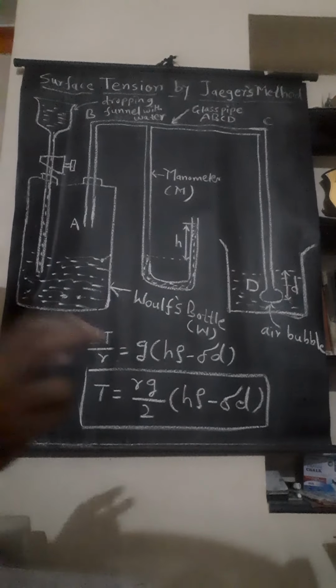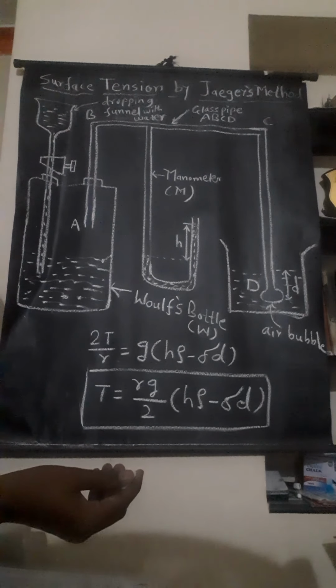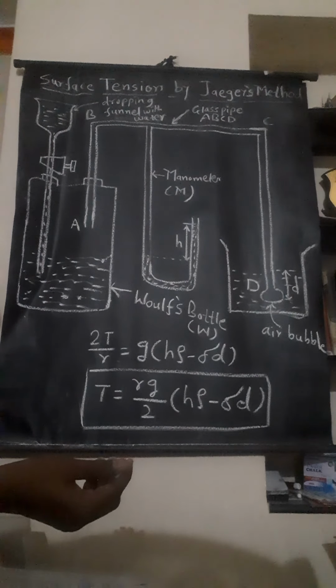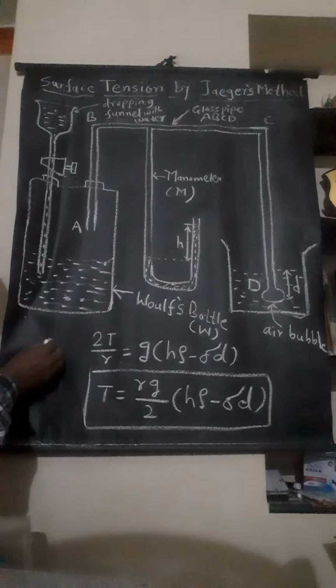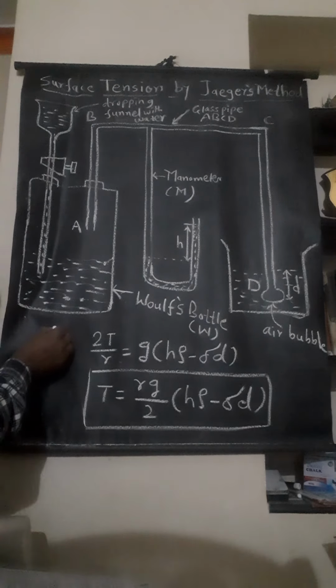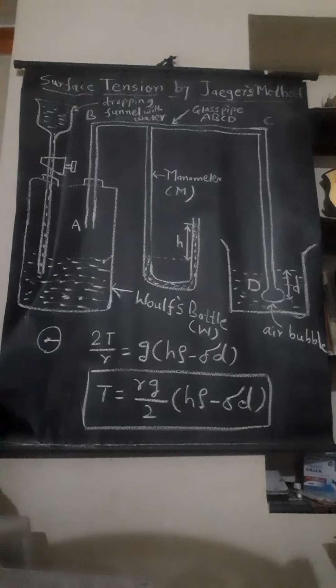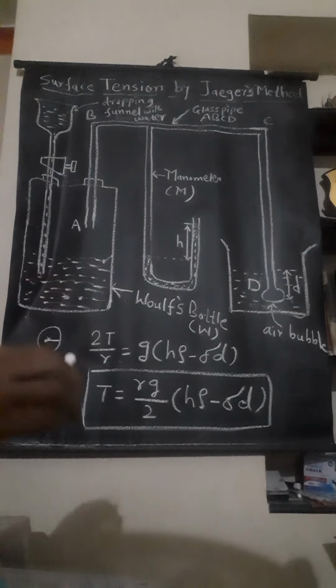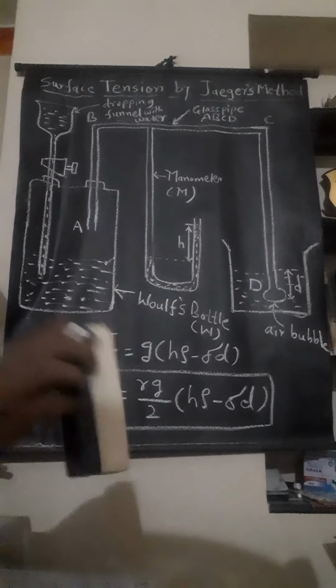Another concept related to surface tension is the sphere of influence. It is the sphere drawn around a molecule, with the molecule as center and radius equal to its molecular range. So this is the molecule and the sphere drawn around it. These are the basic concepts related to surface tension.